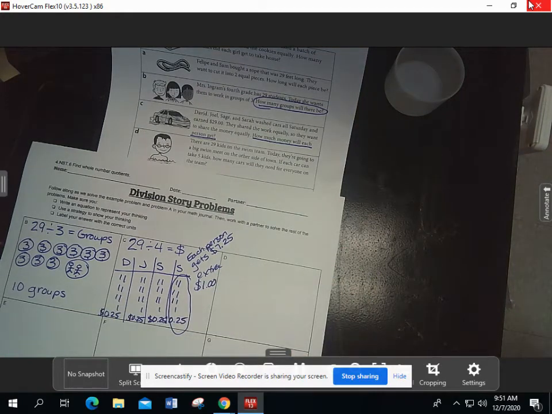There are 29 kids on the swim team. Today, they're going to a big swim meet on the other side of town. If each car can take 5 kids, how many cars will they need for everyone on the team?